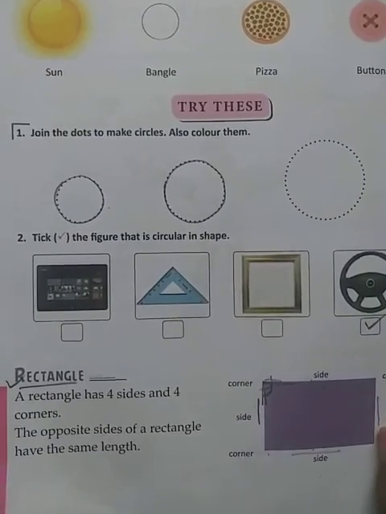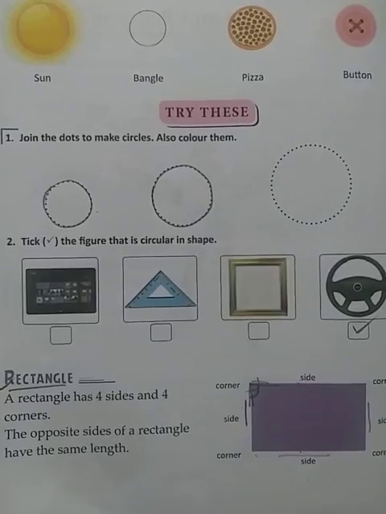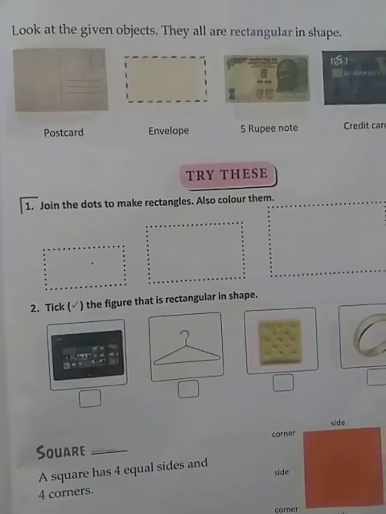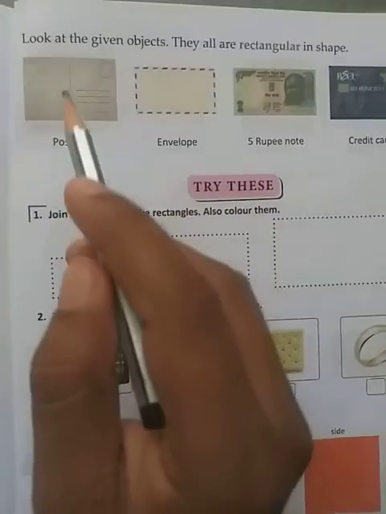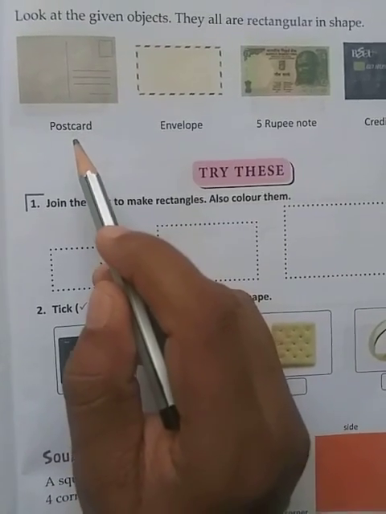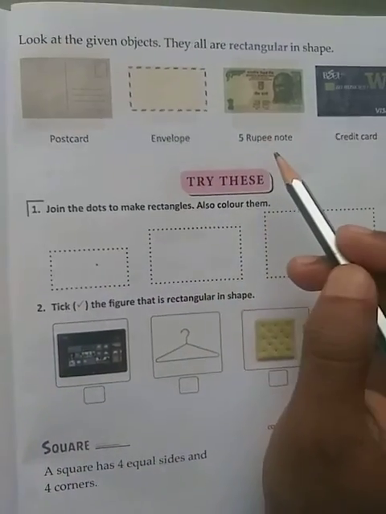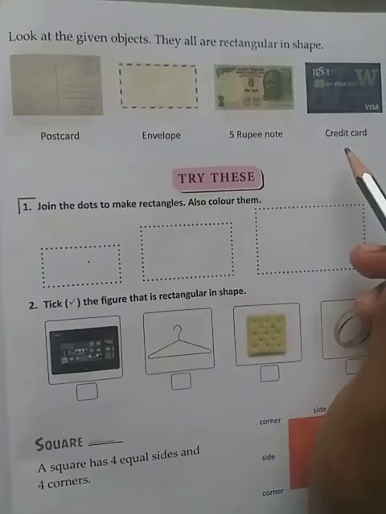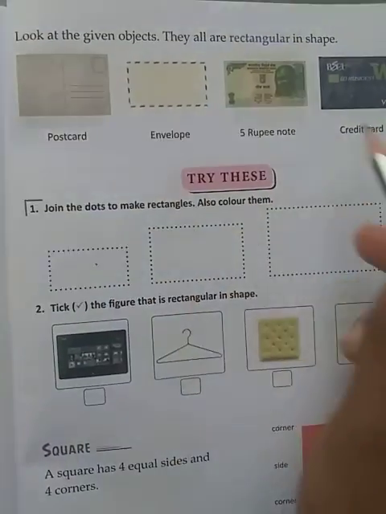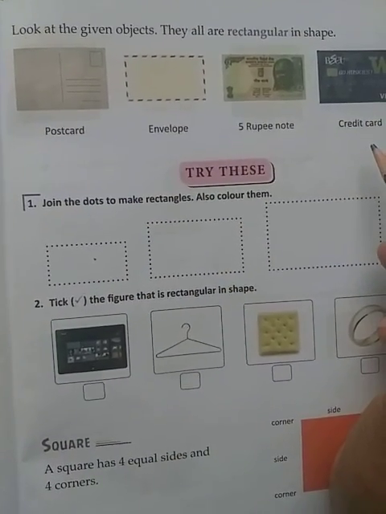Okay, now next we will move to the examples of rectangles. Look at these given objects. Yes, postcard, envelope, rupee note, credit card. So these are all in rectangular shape.